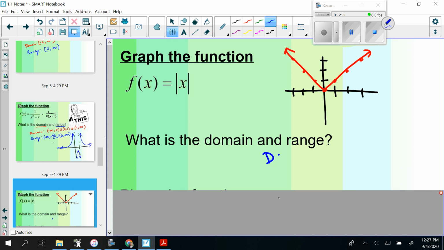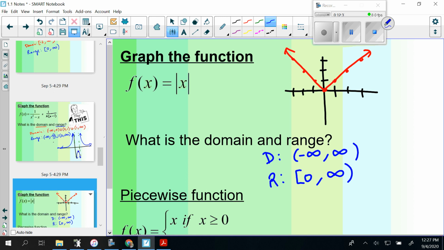All right, let's see what you got. Domain, on this one, is going to be all numbers. You can put any number you want into the absolute value function and you can get the result. The range on this one, that's our y values. Lowest it gets is 0, and then it keeps going up to infinity. So that would be our range.